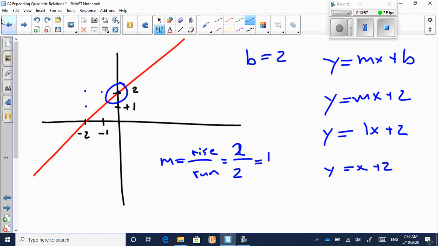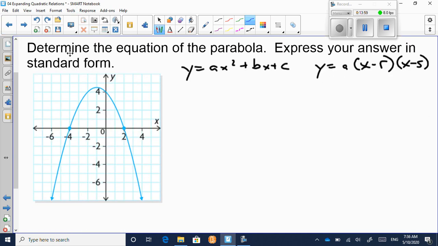Well, here in grade 10, we're going to look at this and do the same thing. Well, that means I'm going to have to get either the a, the b, and the c, or the a, the r, and the s, either one of those is fine. And I think what I'm going to show you is that if you're going from a graph, this is the one to go to. Now, once we get it in factored form, it's easy to expand it and change it into the general or the standard form. Okay, so let me show you how we can do this.